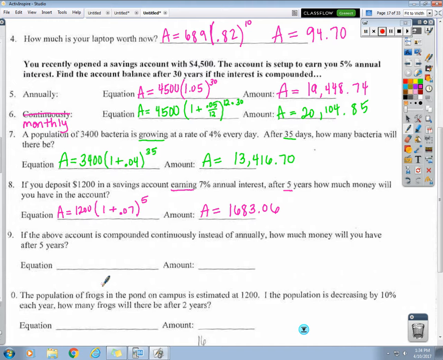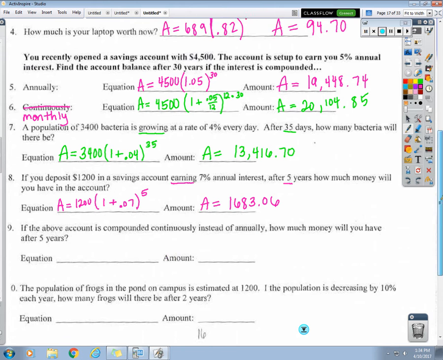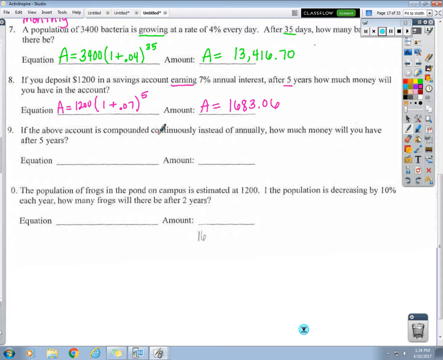So what you got? Okay, number 9, I'm going to switch up the wording for this one. If the above account is compounded monthly instead of annually, how much money will you have after 5 years? So now try that one, but keep in mind it's compounded monthly. If the above account, so the same question from 8, is compounded monthly instead of annually, how much money will you have after 5 years?